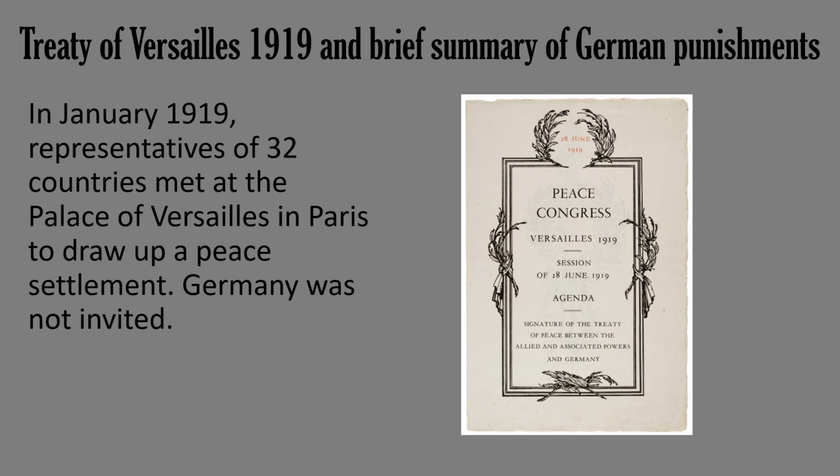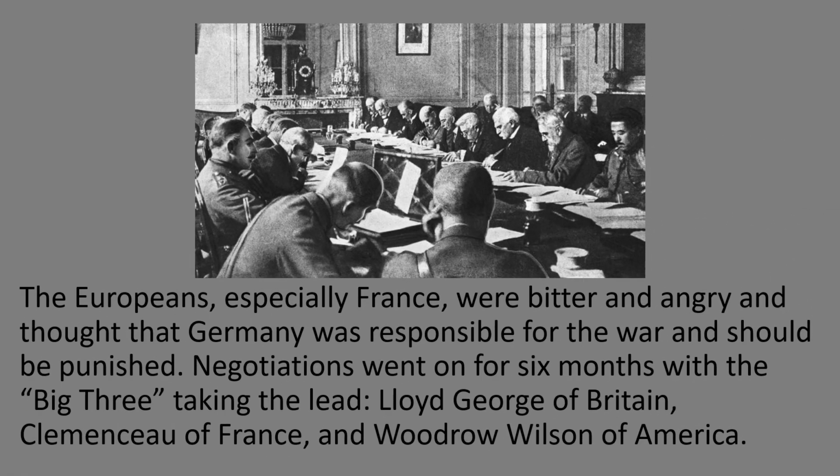Treaty of Versailles 1919 and brief summary of German punishments. In January 1919, representatives of 32 countries met at the Palace of Versailles in Paris to draw up a peace settlement. Germany was not invited. The Europeans, especially France, were bitter and angry and thought that Germany was responsible for the war and should be punished. Negotiations went on for 6 months with the Big Three taking the lead: Lloyd George of Britain, Clemenceau of France, and Woodrow Wilson of America.